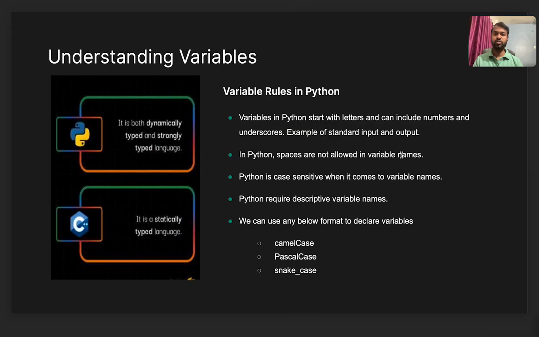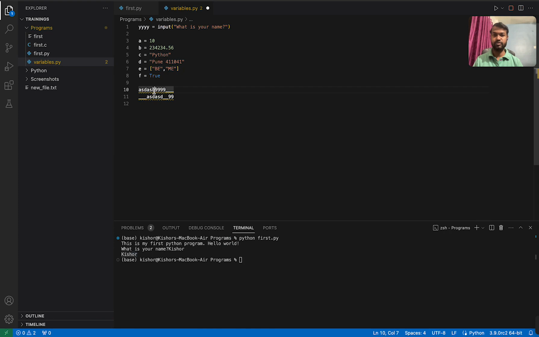The second rule is that in Python, spaces are not allowed in variable names. So this is not allowed in Python. If you have to declare any variable, you cannot give a space.